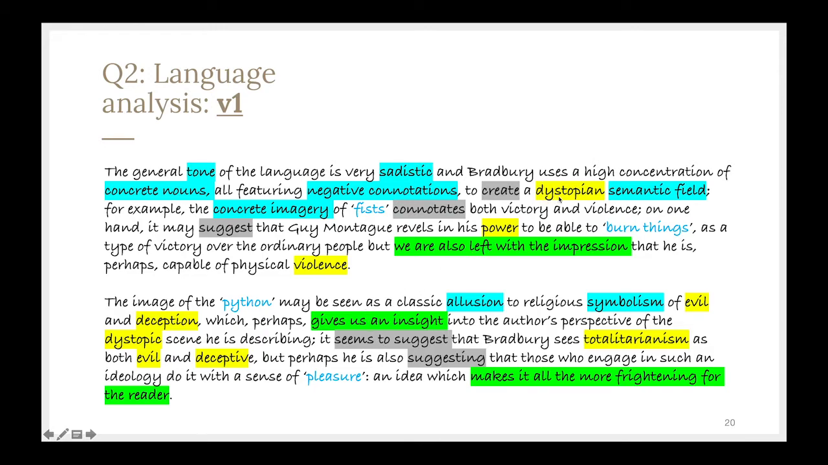The yellow highlights are the topics. These are the topics or the ideas that the symbols represent, the concrete symbols: dystopian, power, violence, deception, evil, totalitarianism. You can see that some ideas have evolved slightly, but they're still more or less on the same sort of idea.